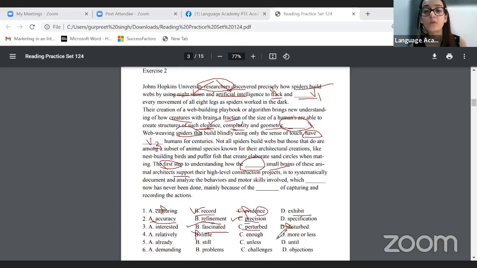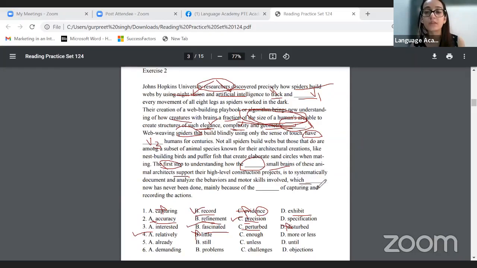And more or less small brains. More or less means average. For example, you can say, I have almost finished the assignment. So you can say, more or less my assignment is finished, meaning on average, it is finished. But here the answer should be relatively, because relatively can mean comparatively as well. So we were comparing the size of the brain of these small insects with the human's size of the brain. That is why we are saying that relatively small means comparatively small brains, how they support such high level construction projects. And then which dash now has never been done.